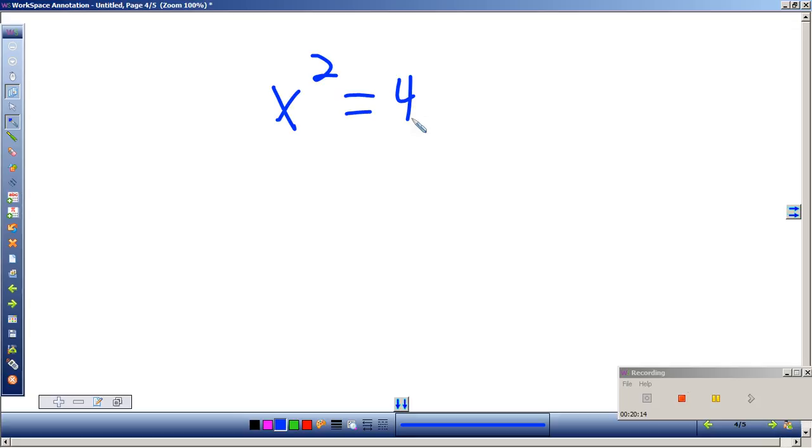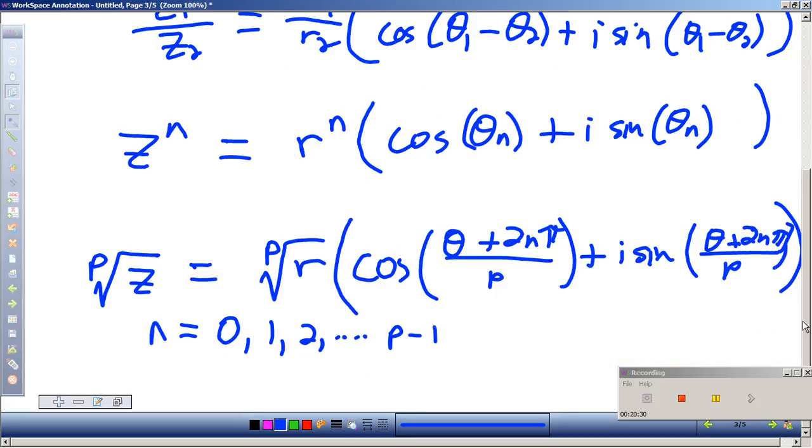You could have 2 or negative 2. So there are multiple roots, or multiple answers, to that equation. So this is what we're dealing with here: we might have, and we do have, multiple answers to this equation. And we have to find all of them.